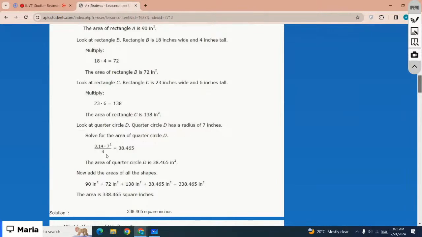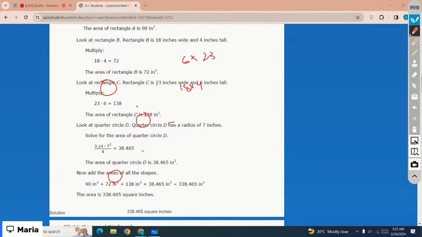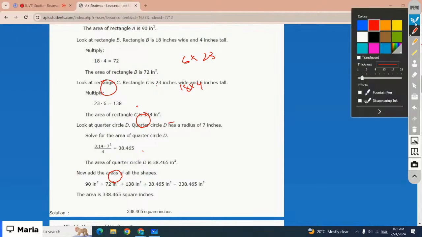So you just have to add all the four areas of the four shapes and the answer is 338.465. This way you have the area of the compound figure, right? Compound figure means a figure that is made up of more than one figure. Got it? Okay, let's just do the practice question, then you will understand more easily.